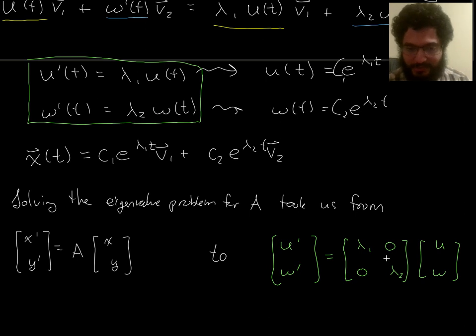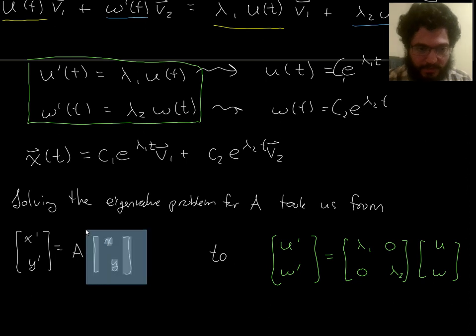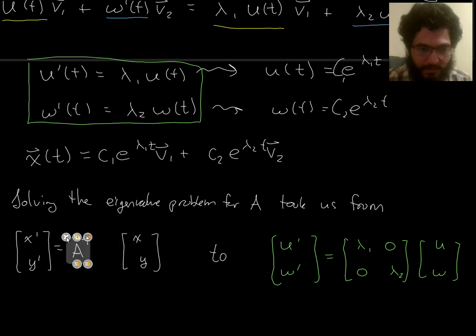That's why diagonal is so great. And that's why often solving an eigenvalue problem for a matrix is referred to as diagonalizing the matrix. So our original matrix here, I haven't been writing down names for the components, but it could be any matrix, maybe looking like a, b, c, d, who knows.